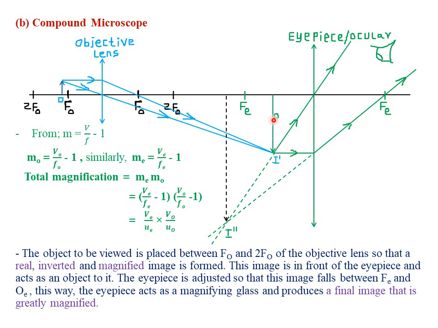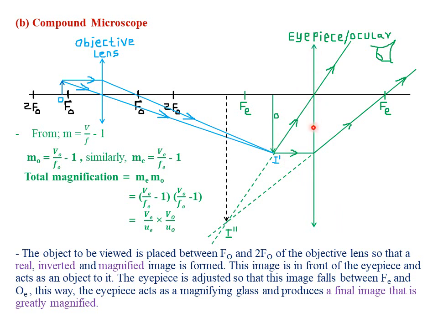If you compare, for example, the height of this particular image and the height of this object, you realize that this image is magnified. So the image is real, inverted, and magnified. Then this image is in front of the eyepiece. So the image is usually formed in front of the eyepiece.